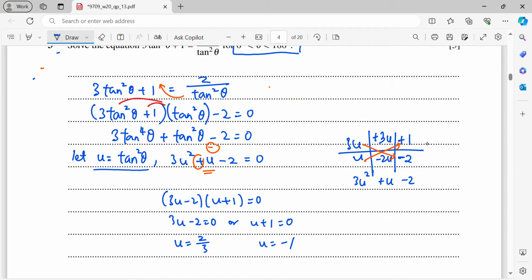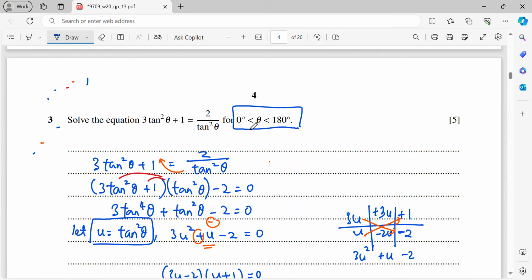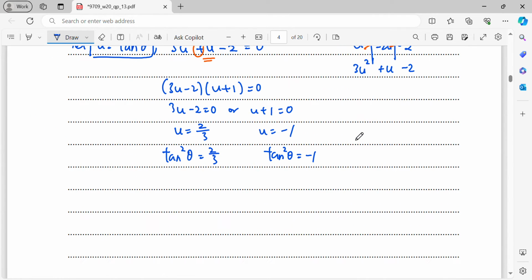And then now only you replace. Your u is tangent squared theta. So here I will be getting tangent squared theta is 2 over 3, or tangent squared theta is minus 1. So we know that your theta is between 0 and 180 degrees. Therefore, tangent squared will not be negative. That means this is no solution or undefined.